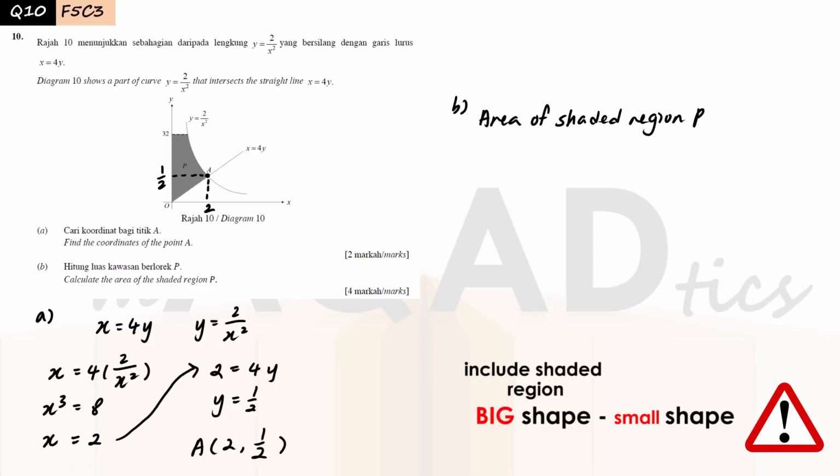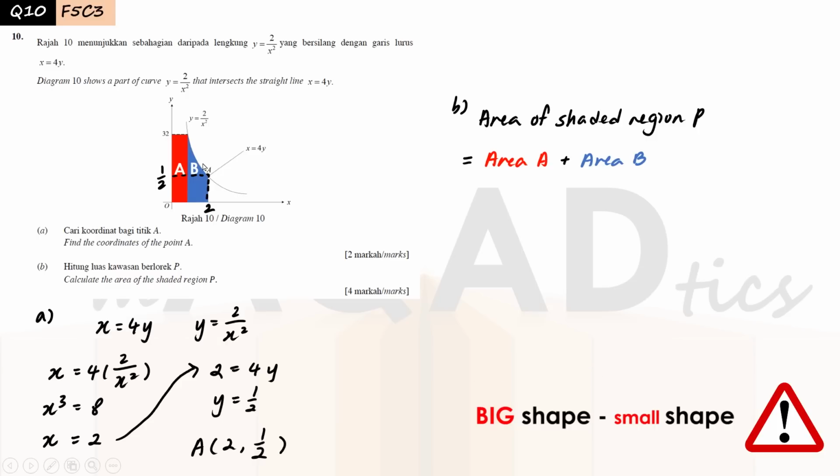For the big shape, the first shape would be this rectangle. I'll label this as area A, and the other area here is the area under this curve, which is also the area bounded by this curve. I'll label this area as area B. So these two would be our big shapes.